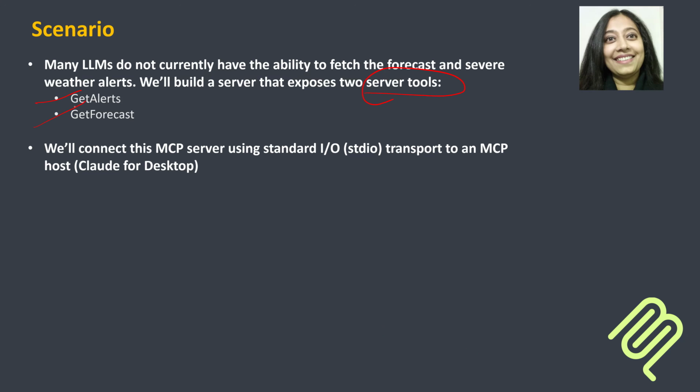We will connect this MCP server using the standard IO, or STDIO, transport protocol to an MCP host. Since we don't have an MCP client, we are going to use this MCP host, which is Claude for Desktop, to connect and work with our MCP server. So this is going to act as a host as well as our client. When we create the client later, of course, we will connect our server and the client, but for the time being, to test our server and have something like a test harness that enables us to test it, we are going to use Claude for Desktop.